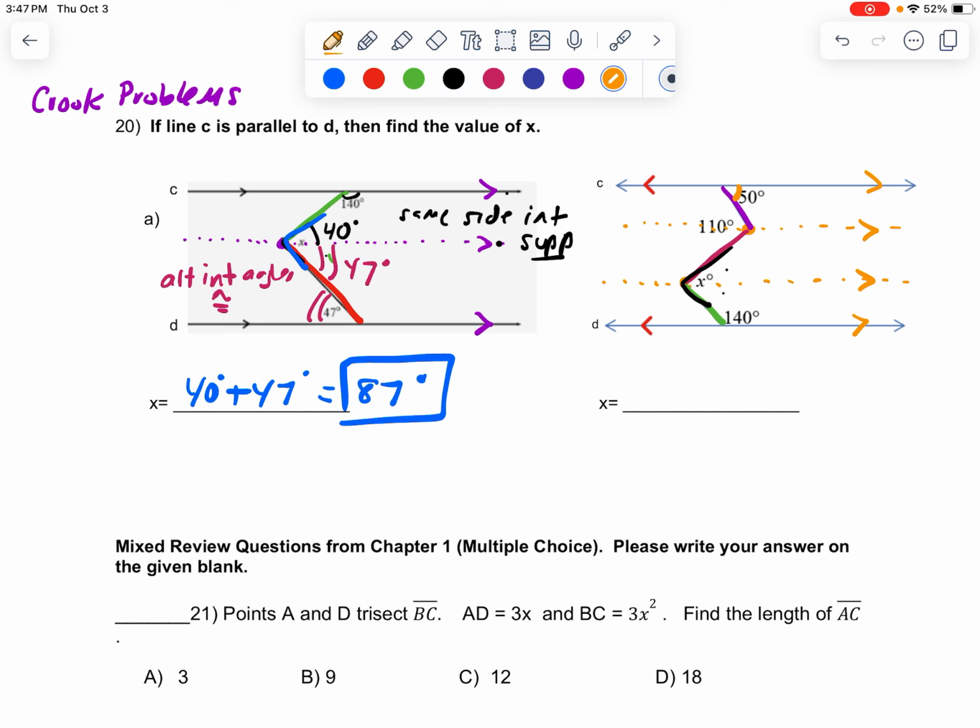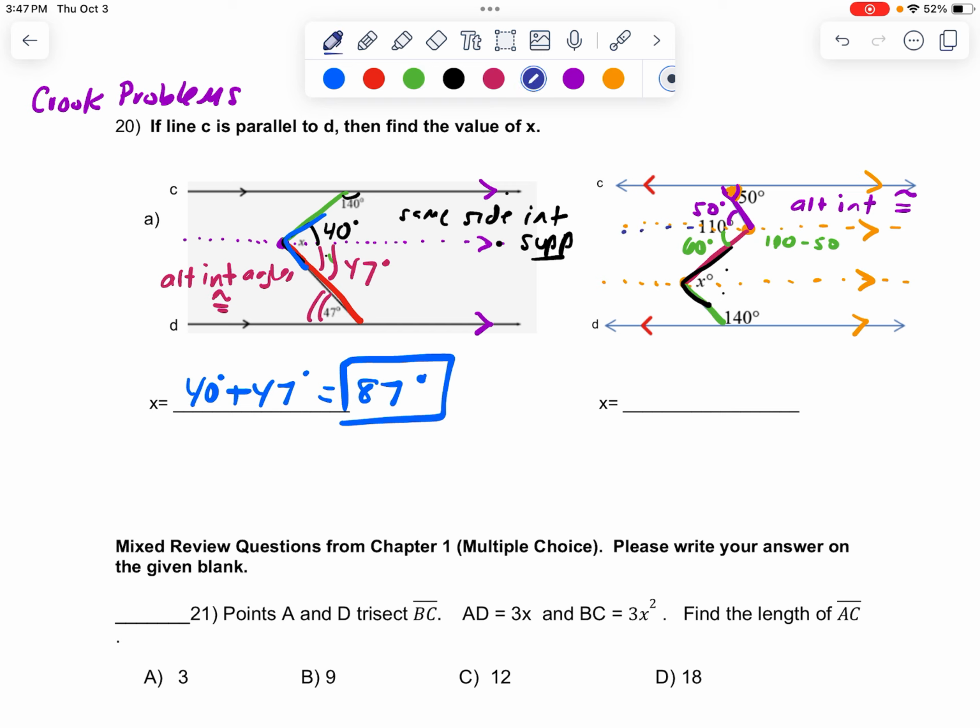This angle here is 50 degrees. If this angle is 50, this angle is alternate interior with it, and those are congruent. The reason these are alternate interior is the purple is the transversal and we're on different sides. So it means that this angle, the top part of 110, is 50 degrees. If I'd like to find the rest of this angle, we would do 110 minus 50 and get that this is 60 degrees.